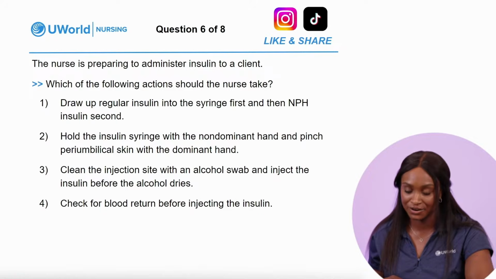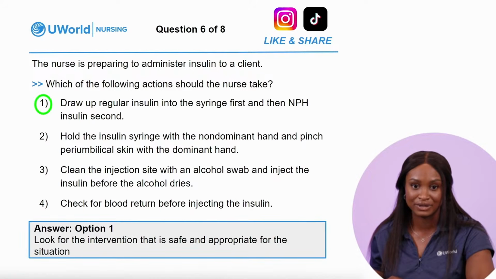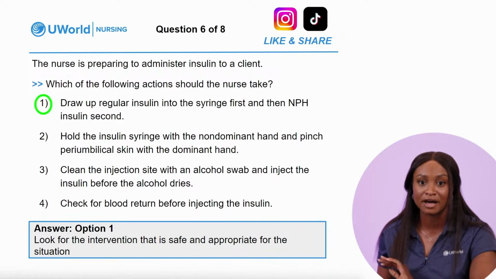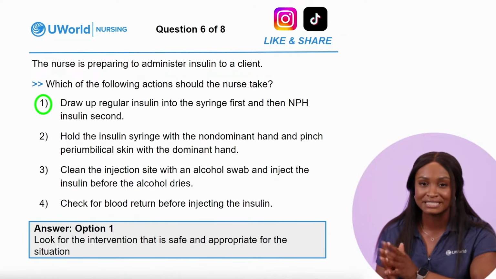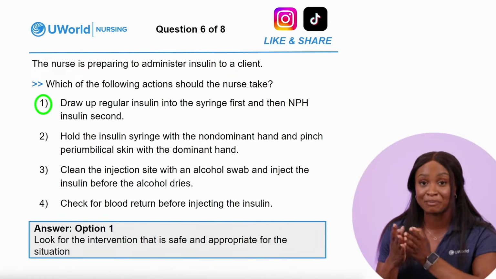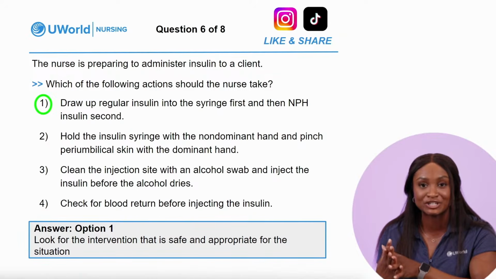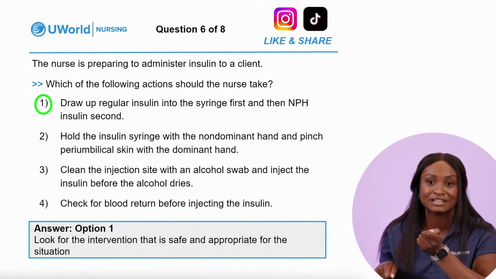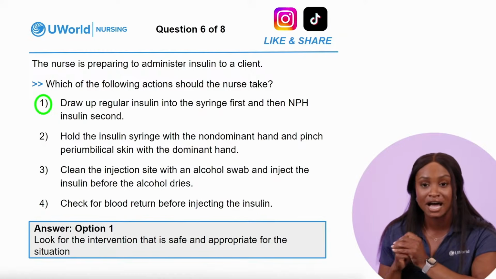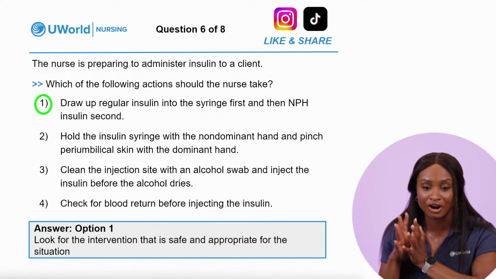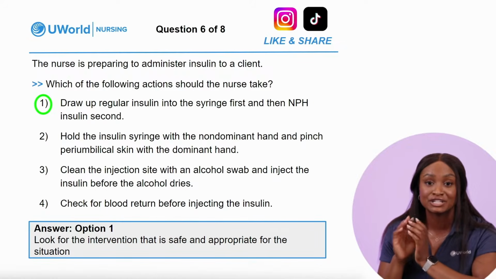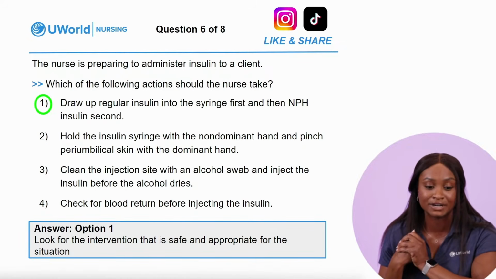Let's see, the correct answer would be option 1. Draw up regular insulin into the syringe first and then NPH. So I always think of the mnemonic RNs, like what we're striving to be, registered nurses. So draw up regular insulin first, then NPH, because we don't want to cross-contaminate the NPH with the regular insulin. So always draw up regular insulin first.